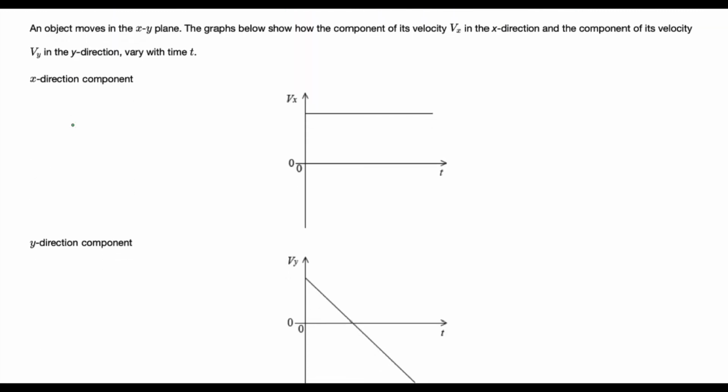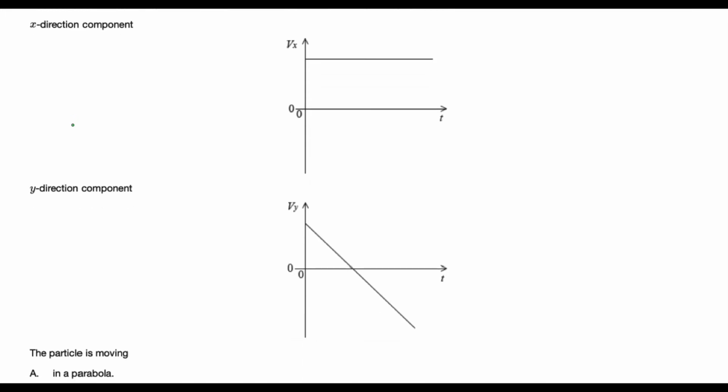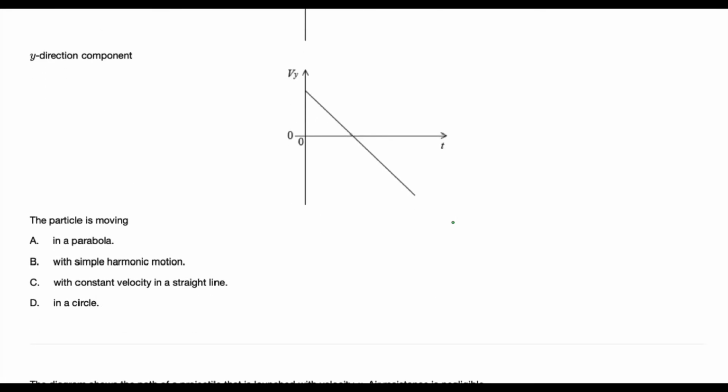An object moves in the xy plane. The graph shows how the component of the velocity vx in the x direction and the component of its velocity vy in the y direction vary with time t. So here's a graph. Its horizontal velocity remains constant, and its y velocity decreases at a constant rate, meaning there has got to be a constant vertical acceleration.